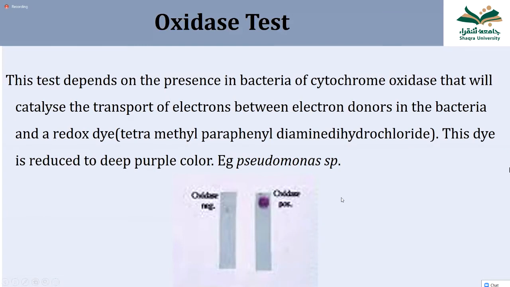So which bacteria is oxidase positive? The classical example is Pseudomonas. Pseudomonas is an example of oxidase positive bacteria.